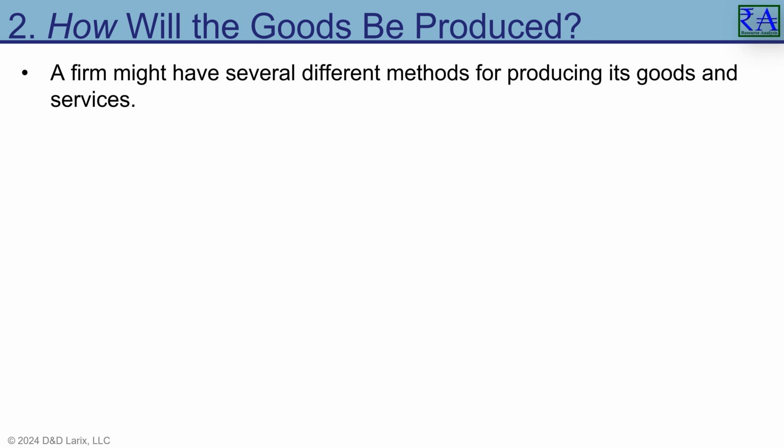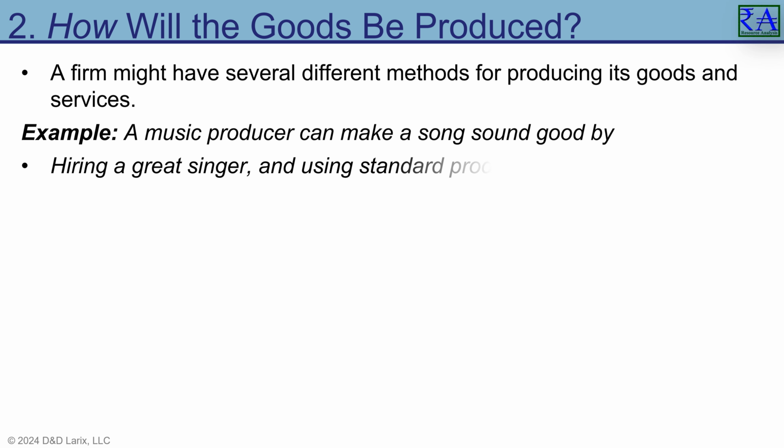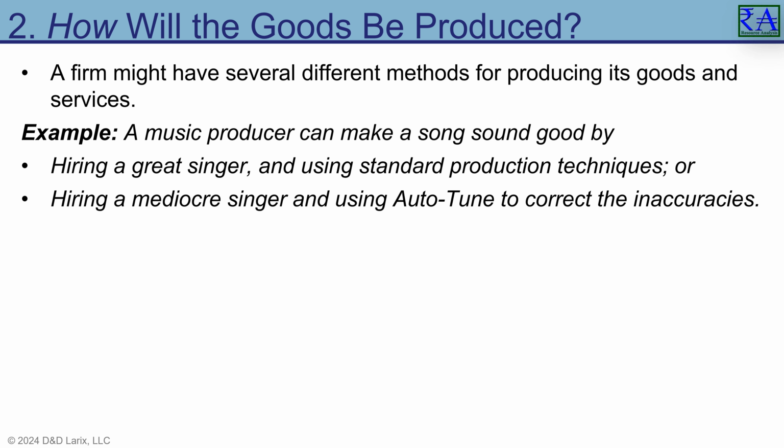Firms face important decisions about how to produce the goods and services they offer. These decisions often involve trade-offs between using more workers or more machines. For instance, a music producer might choose to hire a great singer and use standard production techniques, or hire a mediocre singer and rely on auto-tune to enhance the vocals.